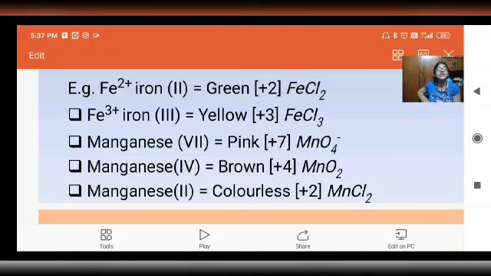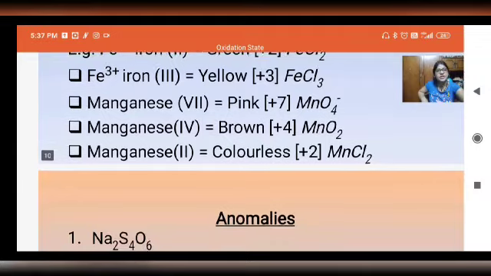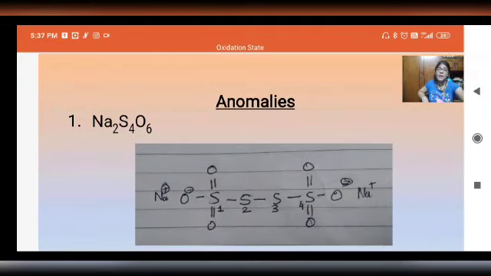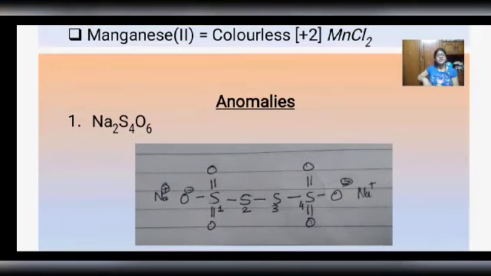Manganese in the +4 oxidation state, that is manganese oxide, is brown in color. And manganese in the +2 state, for example in manganese chloride, is colorless, where it has an oxidation state of +2. But whatever rules we have discussed so far, there are deviations from this, there are anomalies in it. Let us have a brief idea about a few examples of the anomalies.